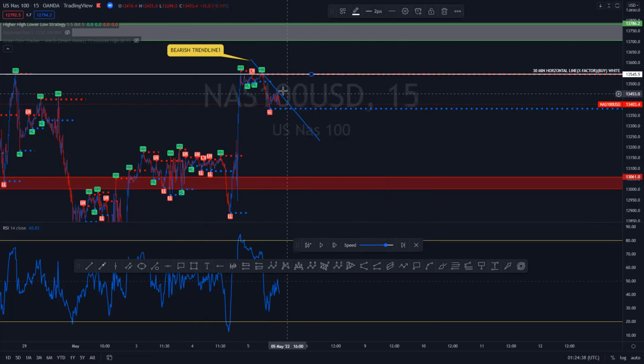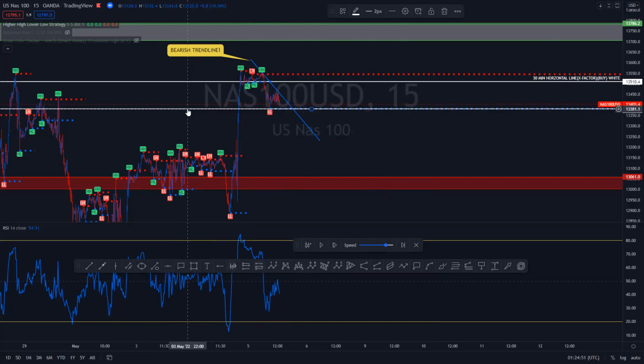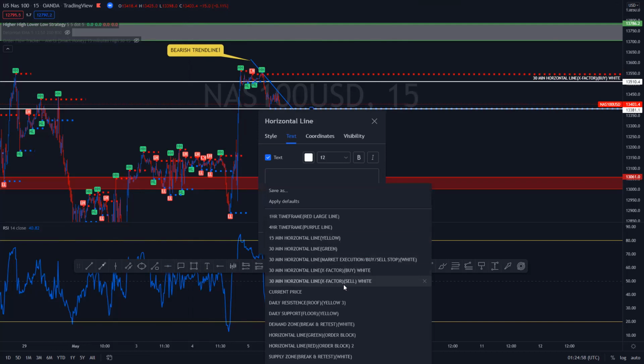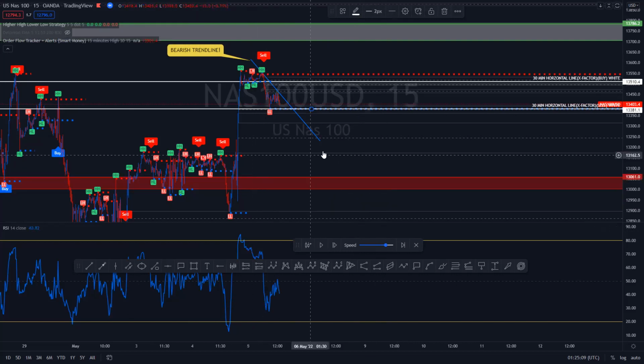I typically set that for the most recent high and the most recent low where price is at. So in this case, it's the most recent high and this is the most recent low. So this is where I put my X factor lines here. Then this is going to be for the sell. That's what I do. Then I turn on my order block indicator and I look at areas where there's a lot of imbalance.